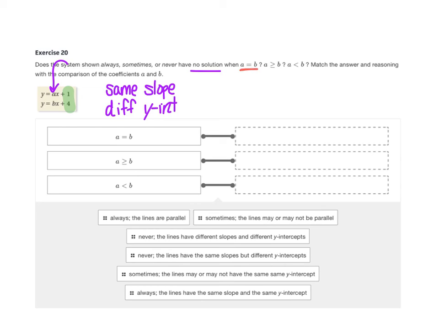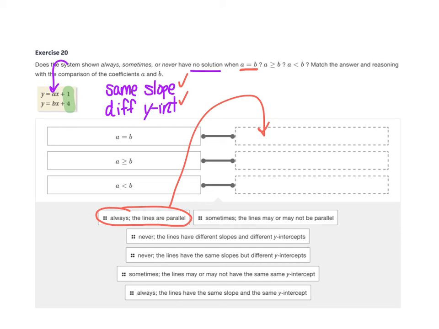Okay, so let's start off the first one here. What happens if A equals B? Well, if A equals B, that means the slopes are the same and the y-intercepts are different. So it'll always be no solution. So I'm looking for one that says always the lines are parallel. Okay, that would be the same thing, right? So that's going to go right there.